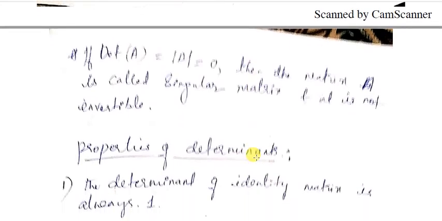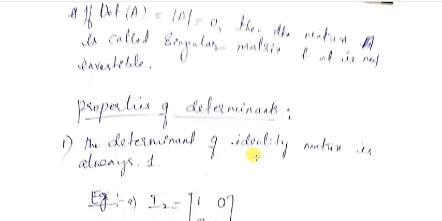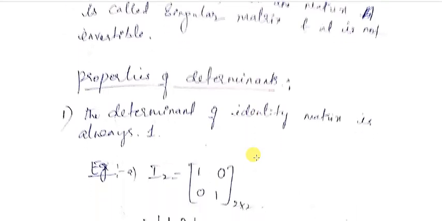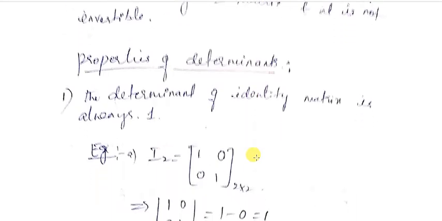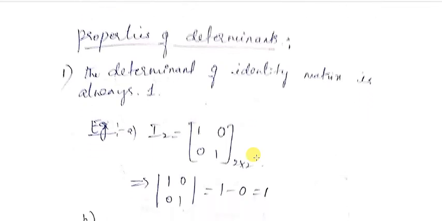Next, let us move on to the properties of determinants. We have some 9 to 10 properties of determinants. Let us discuss them one by one, because properties will play a very important role in solving problems. So the first property is: the determinant of the identity matrix is always 1.